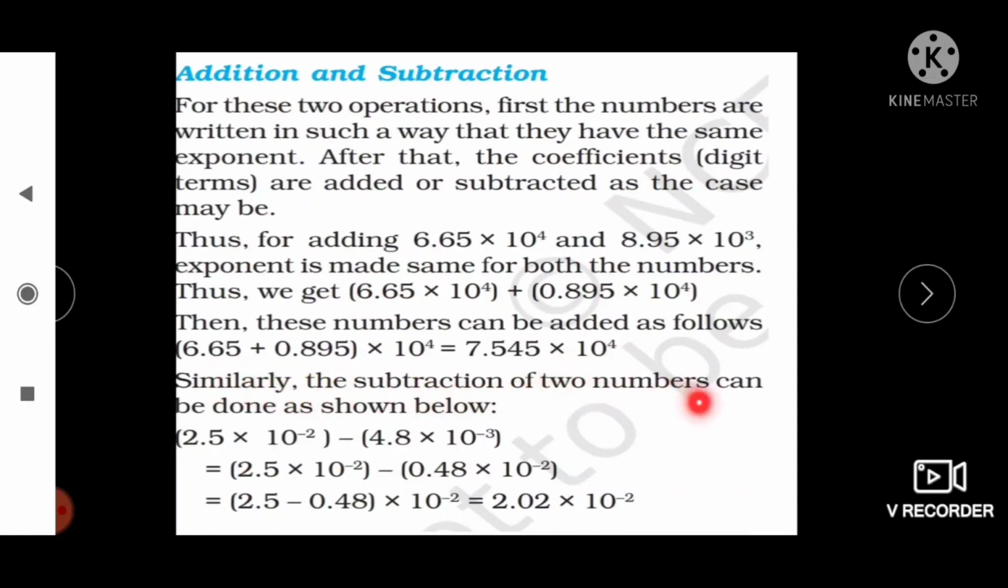The subtraction of two numbers can be done as follows. Consider the example 2.5 times 10 to the power of minus 2 minus 4.8 times 10 to the power of minus 3. So here we have to make the exponent the same. To make the exponent the same, 4.8 times 10 raised to minus 3 can be written as 0.48 times 10 raised to minus 2. Thus we get 2.5 times 10 raised to minus 2 minus 0.48 times 10 raised to minus 2, which is equal to 2.02 times 10 raised to minus 2.